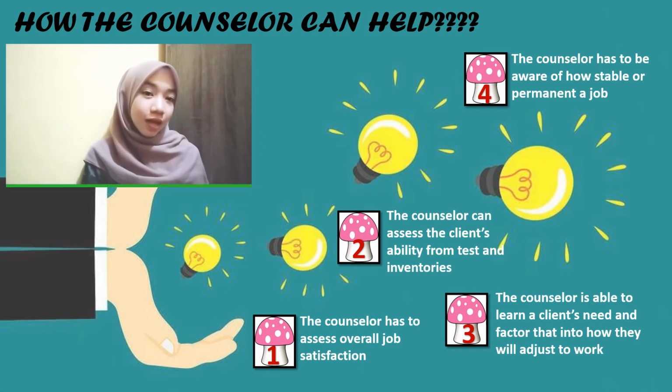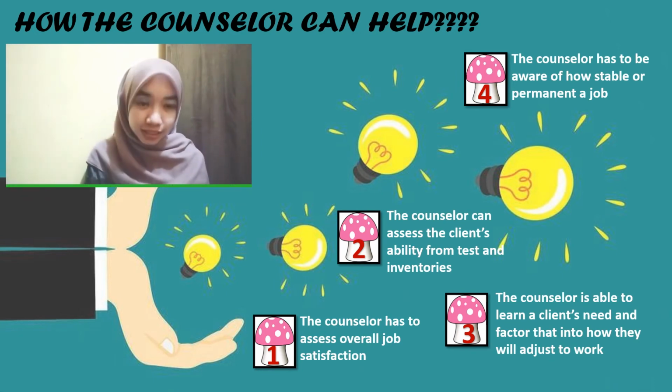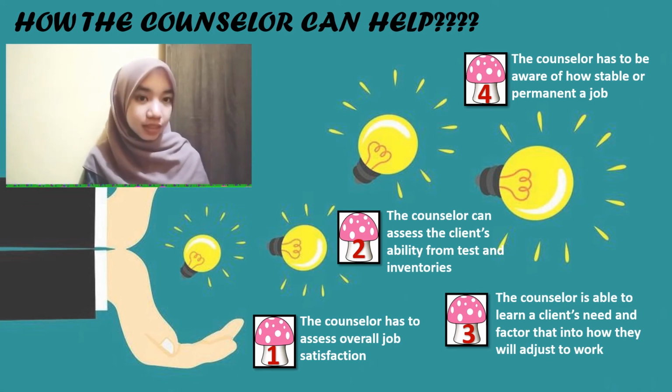Okay, how can the counselor help? First, the counselor has access to overall job certification. Then, the counselor can assess the client's ability from tests and inventories. But tests and inventories are not the only method for measuring and assessing strength. The computer guidance systems tend to fit neatly into trait and factor theory. They often combine test and occupational information in such a way that clients can meet their own individual need for self-assessment and occupational information.